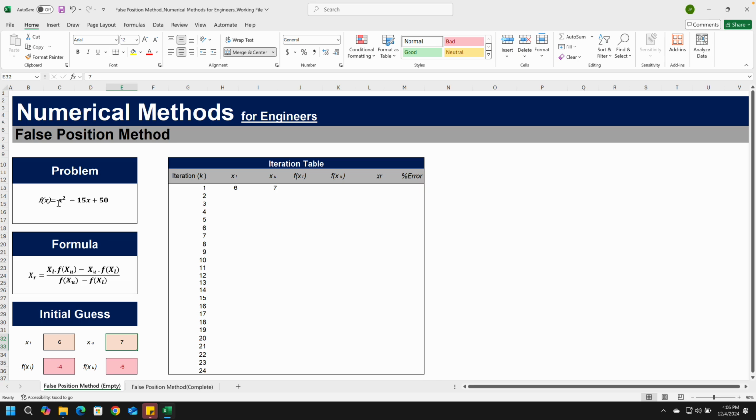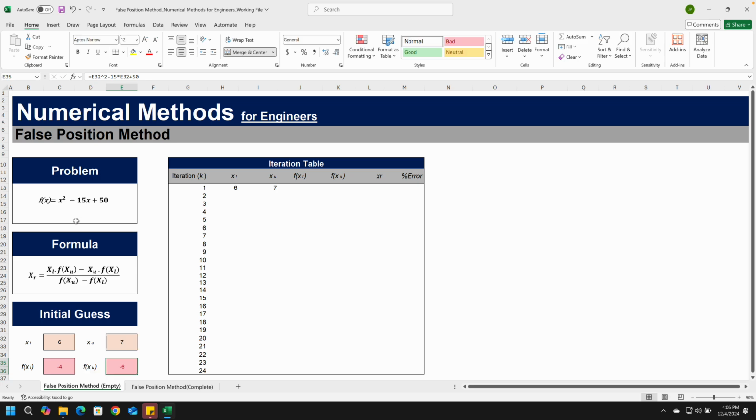But the thing is, in the false position method, we have to be a bit smart on how we choose our initial guesses. And so in this case, it's still incorrect. And the reason is because both of our evaluations are negative. Now, what are these f of xl and f of xu values? If we take a look at the formula here, it's simply just the evaluation of this function using the xl values, meaning 6 squared minus 15 times 6 plus 50. And the same thing for f of xu, which is just replacing all the x's here with 7.